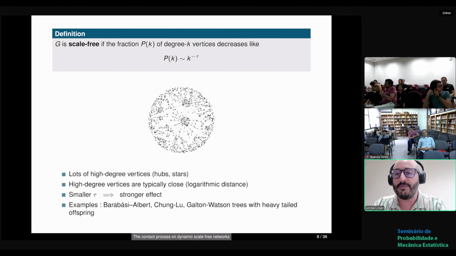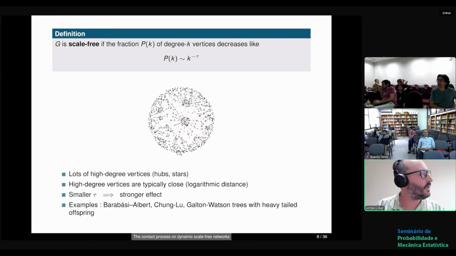What are the characteristics of these scale-free networks? First, we have a lot of high-degree vertices, which we are going to call hubs or stars. You can think of them as influencers in these social networks, which have a huge number of friends, much higher than any one of us can make in a lifetime. But to be fair, they are not really real friends. Okay, and we also have a lot of high-degree vertices which are typically close. These networks, in the finite case, are going to be small world.